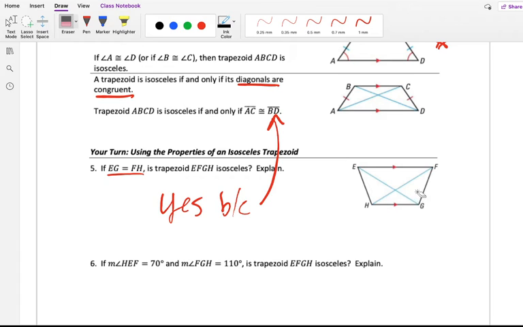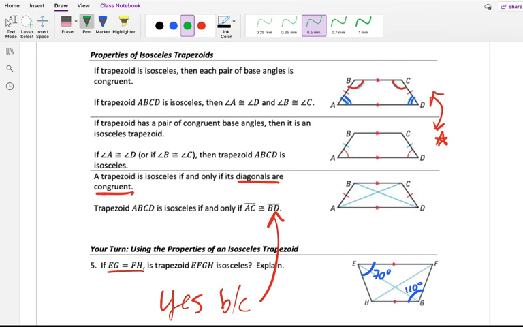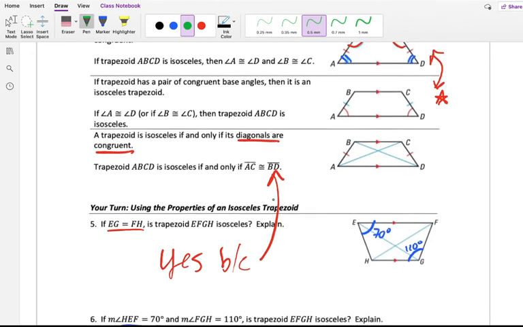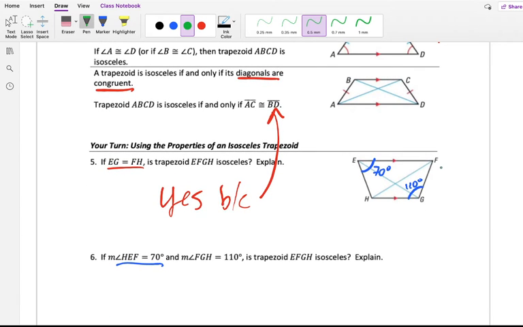We got to think about some things here. It says if HEF is this one right here, is 70, and then FGH is 110. Do we have enough info to tell us that this trapezoid is isosceles? So we know that if the two base angles are congruent, and the two base angles up top are congruent, then it would be isosceles. So we need to show that F is 70 and H is 110.